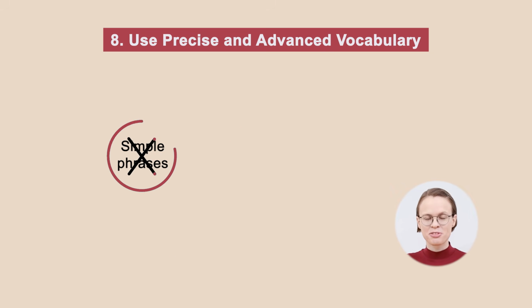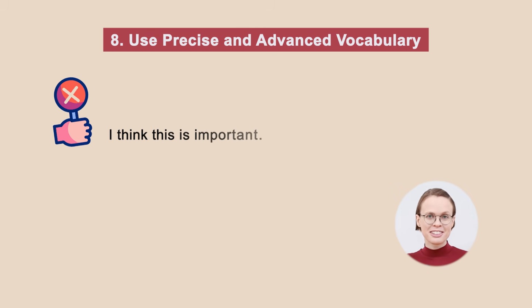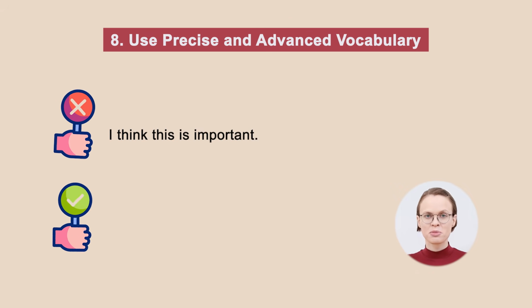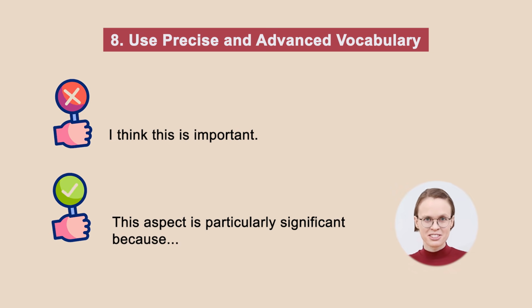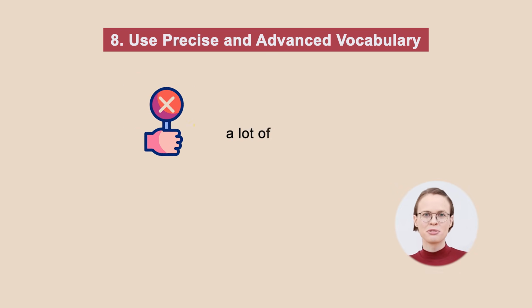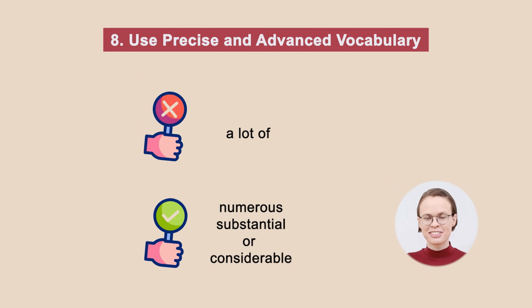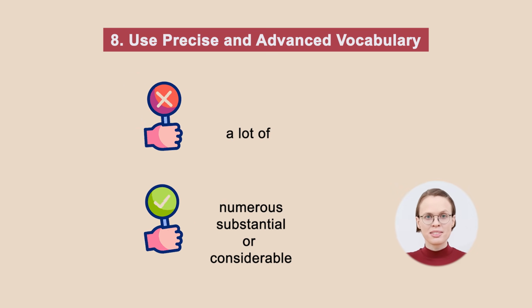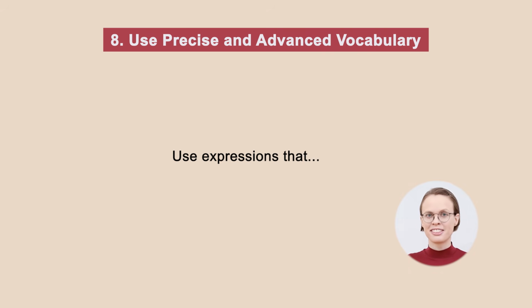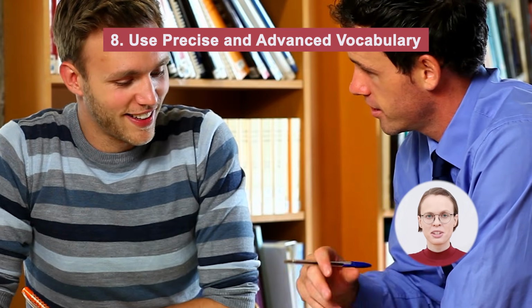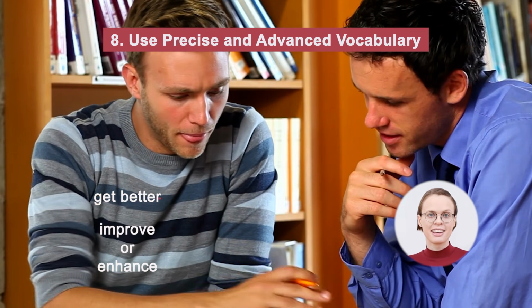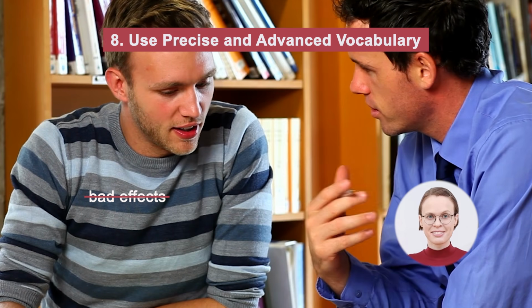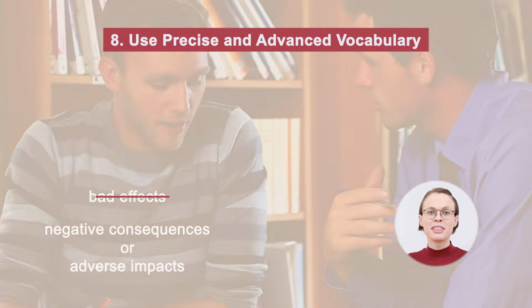Further, replace simple phrases with more sophisticated language. Don't simply write, "I think this is important." Instead, write something like, "This aspect is particularly significant." Instead of "a lot of," try "numerous," "substantial," or "considerable." Furthermore, use expressions that sound natural and academic. For example, instead of "get better," write "improve" or "enhance." Instead of "bad effects," write "negative consequences" or "adverse impacts."